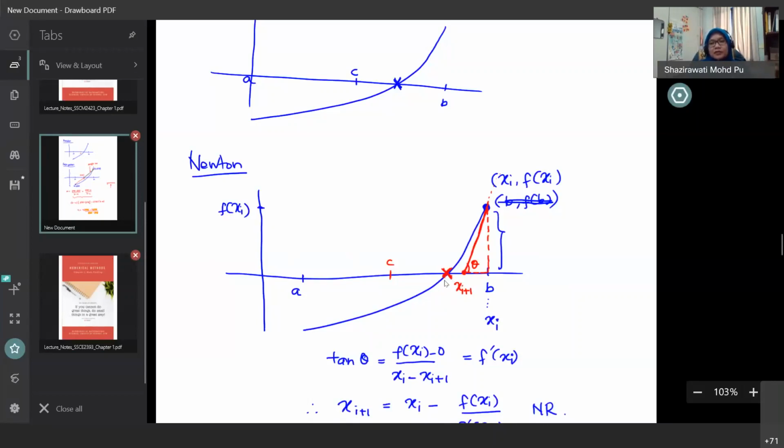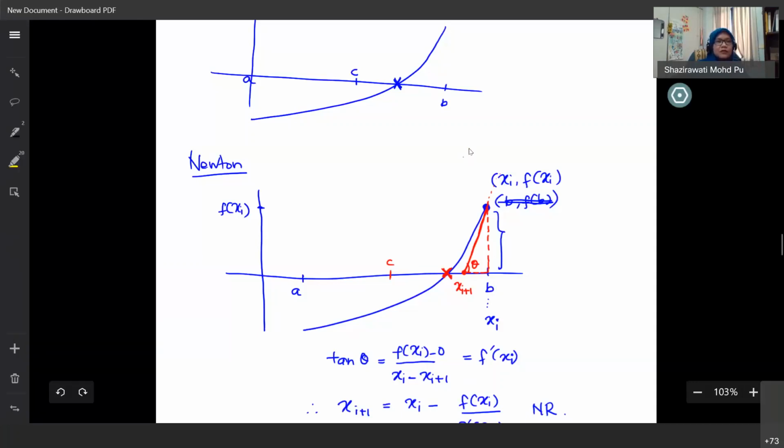But again, it depends on the function that you have. Or your initial guess is somewhere here at B, but when you do the calculation, it turns out it moves to your right, meaning that you never reach your roots at the left. That can happen in the Newton-Raphson method. So in that case, convergence is not guaranteed.